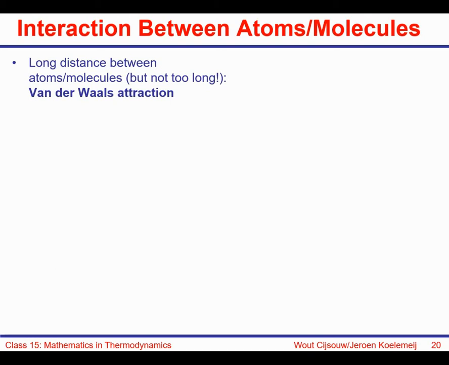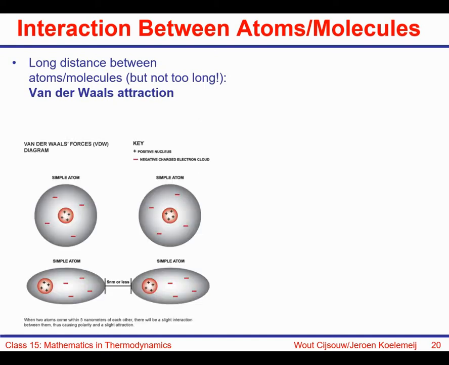Let's assume you have two of these particles at a reasonably large distance, but not too large. In that case, there is what we call the Van der Waals attraction between them. And how does that work? Well, let's assume that we have two atoms sitting at a certain distance from each other, and an atom is built up from a positively charged core or nucleus, and it's surrounded by an electron cloud, which has a negative charge.